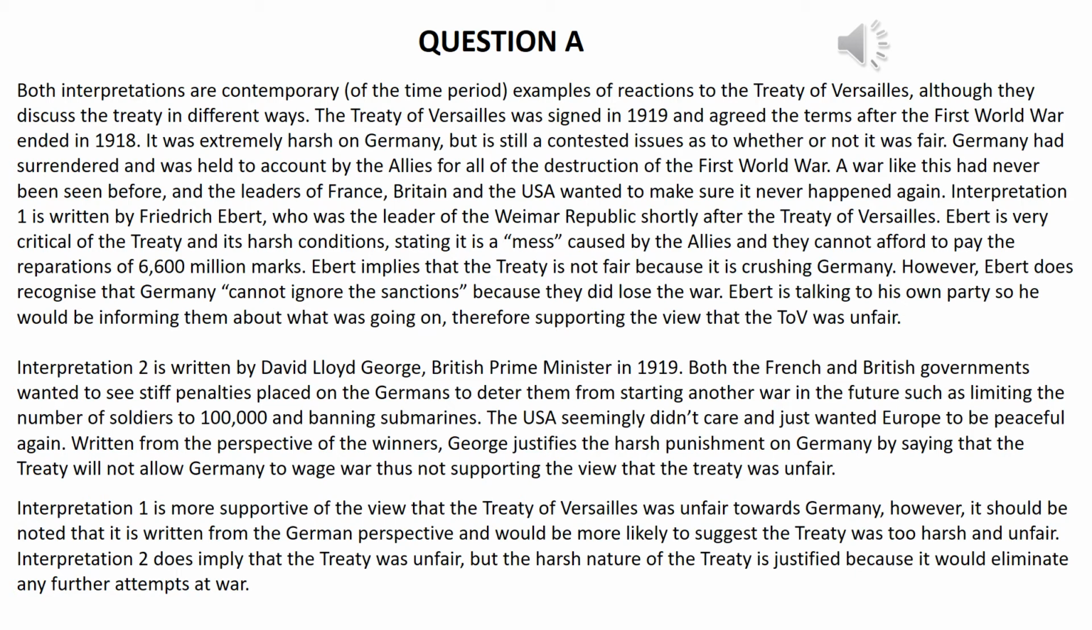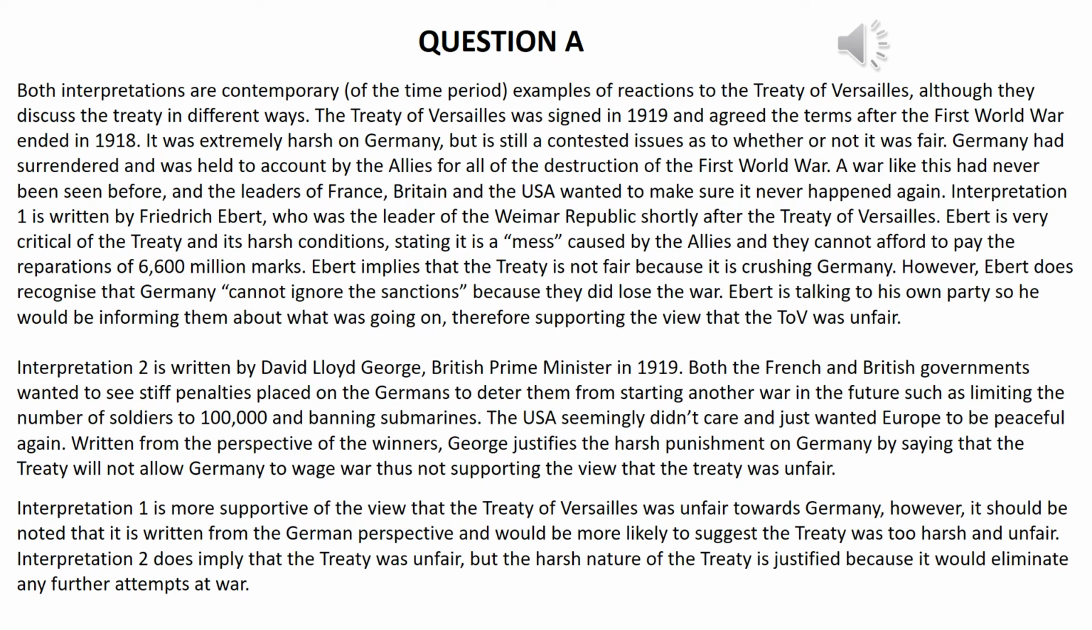Written from the perspective of the winners, George justifies the harsh punishment on Germany by saying that the treaty will not allow Germany to wage war, thus not supporting the view that the treaty was unfair. Interpretation 1 is more supportive of the view that the Treaty of Versailles was unfair towards Germany. However, it should be noted that it is written from the German perspective and would be more likely to suggest the treaty was too harsh and unfair.